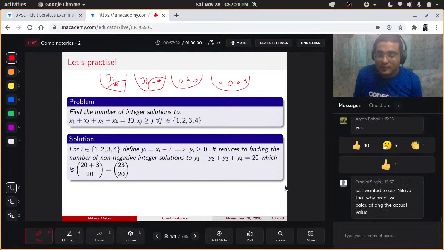Why aren't we calculating the actual value? So do you want to calculate the value of 23 choose 20?